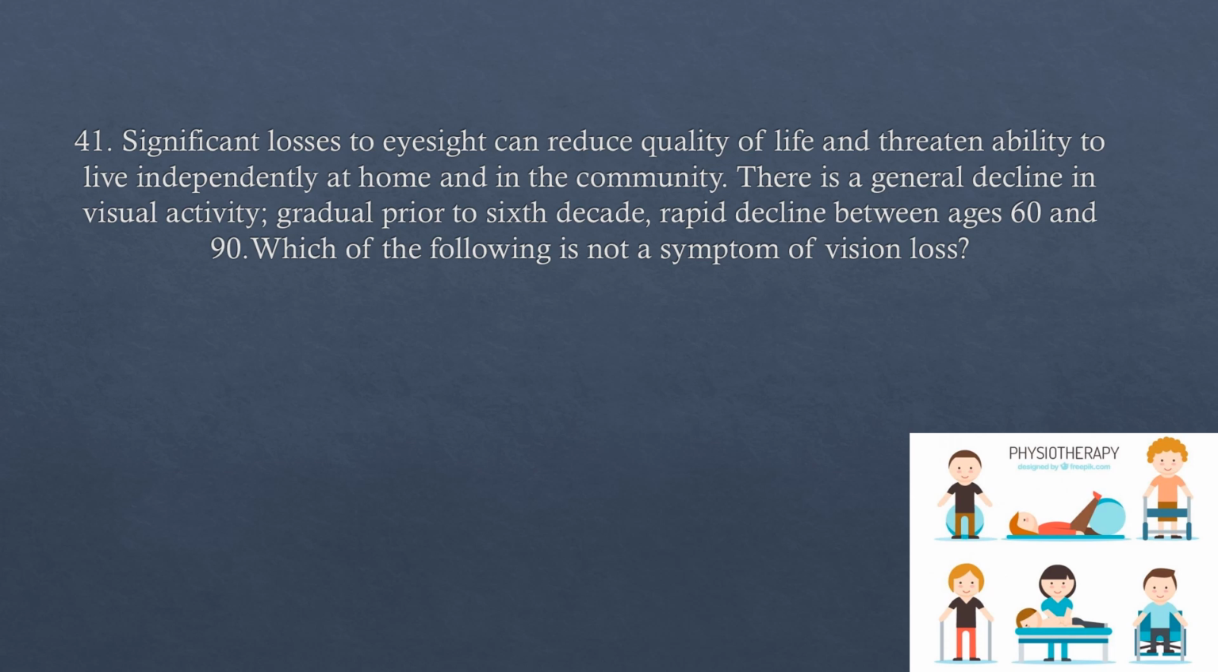Question number 41. Significant losses to eyesight can reduce quality of life and threaten ability to live independently at home and in the community. There is a general decline in visual activity. Gradual prior to sixth decade, rapid decline between ages 60 and 90. Which of the following is not a symptom of vision loss?